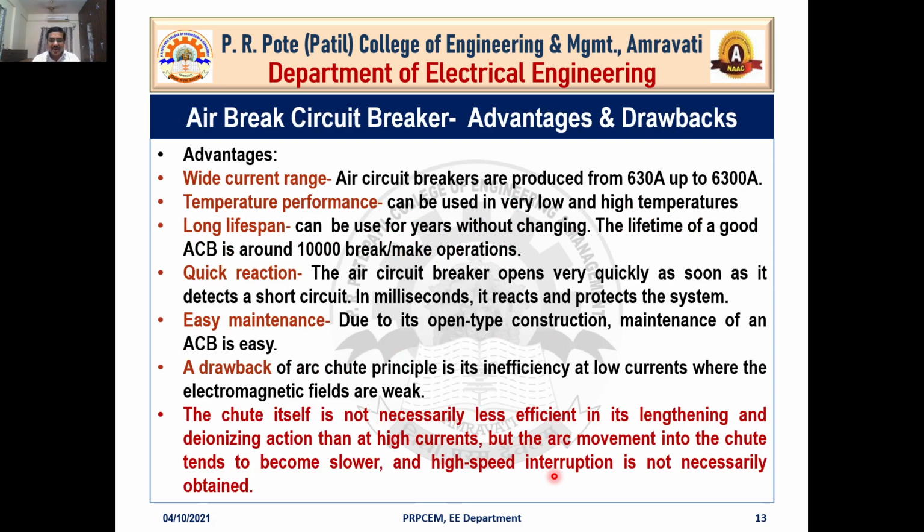Now let's see the advantages and disadvantages of this air brake circuit breaker. The advantage is that you can have a wide current range, and you are able to break the currents produced due to faults from 630 amperes up to 6300 amperes. As far as temperature performance is concerned, it can be used in very low as well as high temperature conditions, which we have just discussed. Then long lifespan. You can use this air brake circuit breaker for many years without changing. Therefore, the durability of such ACBs is around 10,000 break and make operations.